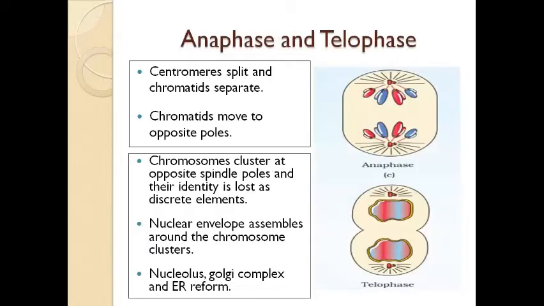So, in the anaphase, the chromosomes split at their centromere position and the chromatids get separated. These chromatids start to move towards the poles, and this movement is facilitated with the help of the spindle fibers.